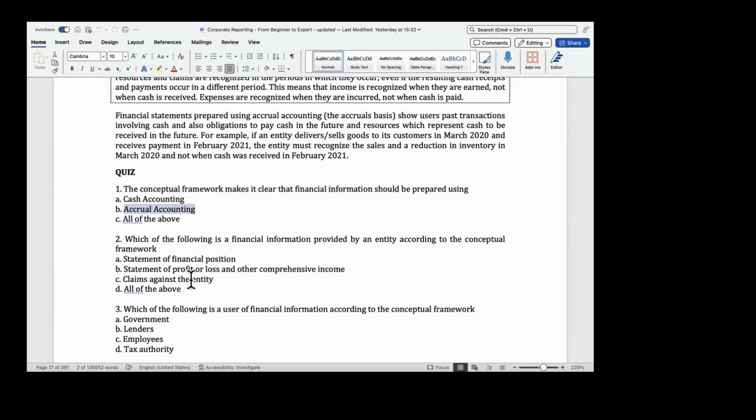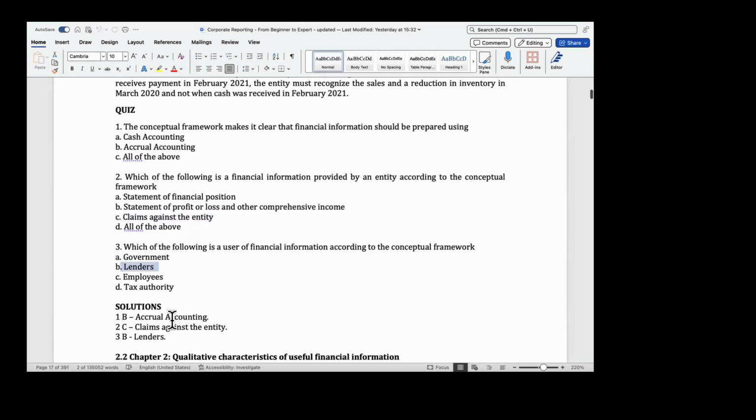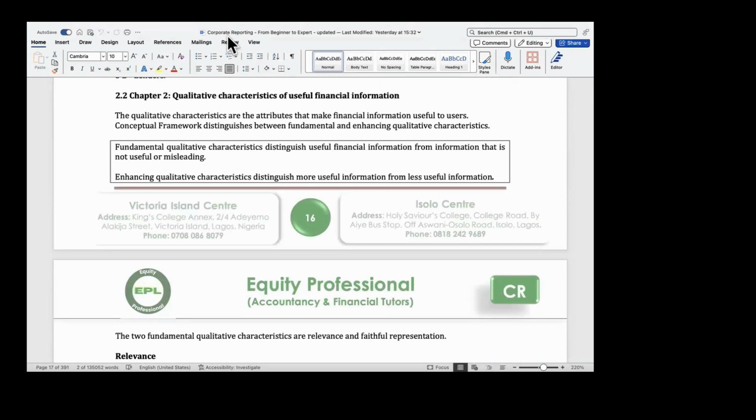Number 2, which of the following is financial information provided by an entity according to the conceptual framework? A, statement of financial position. B, statement of profit or loss and other comprehensive income. C, claims against the entity. D, all of the above. The answer is C, claims against the entity. Number 3, which of the following is a user of financial information according to the conceptual framework? A, government. B, lenders. C, employees. D, tax authorities. Lenders. Okay, so that's chapter 1 of the conceptual framework.